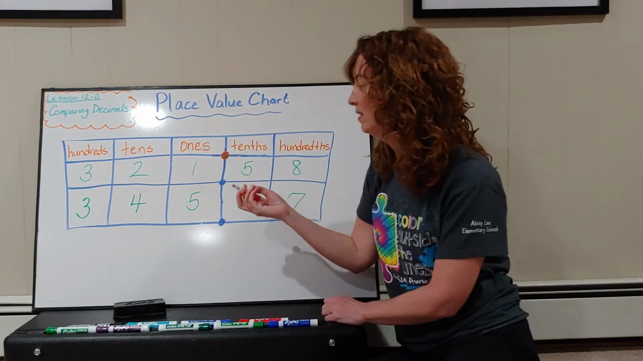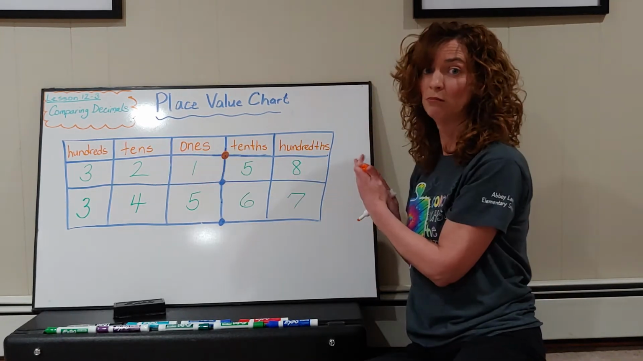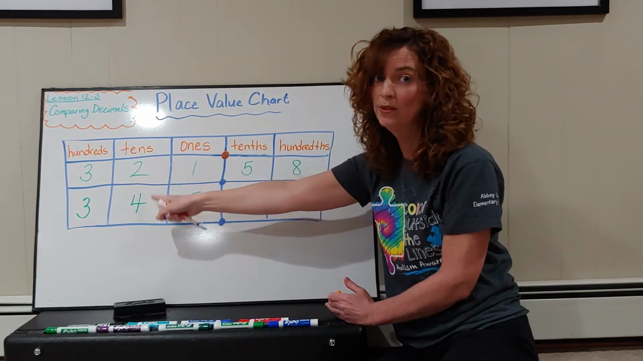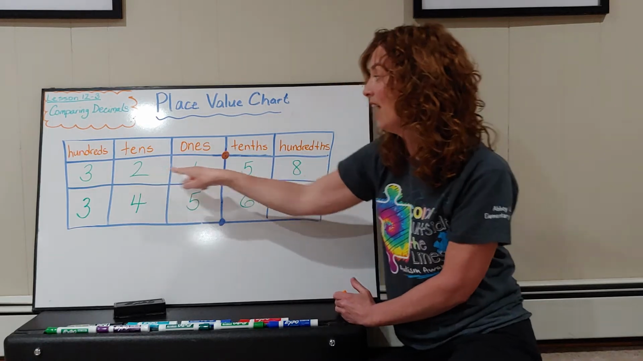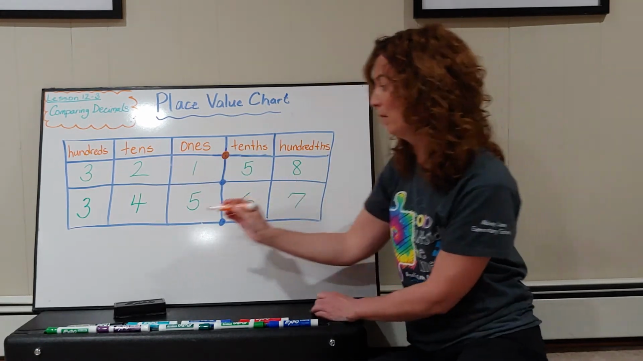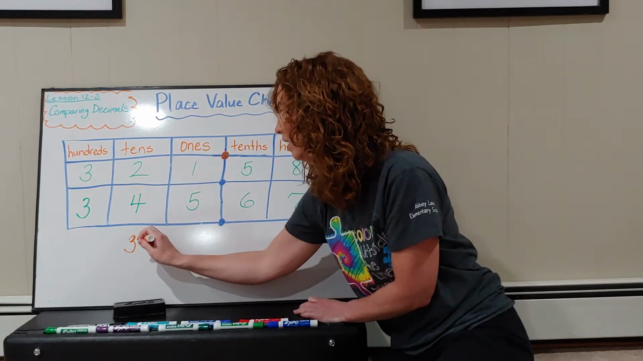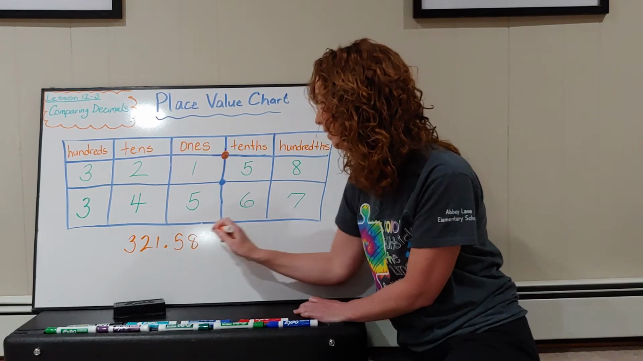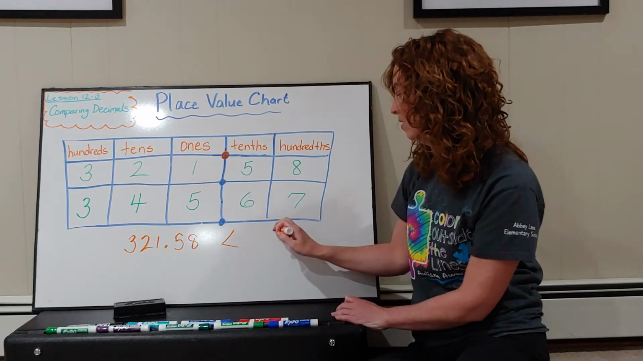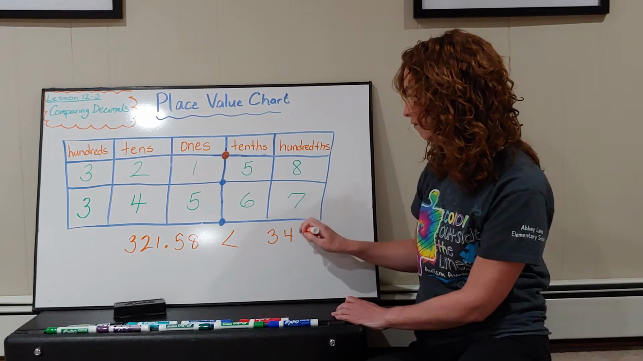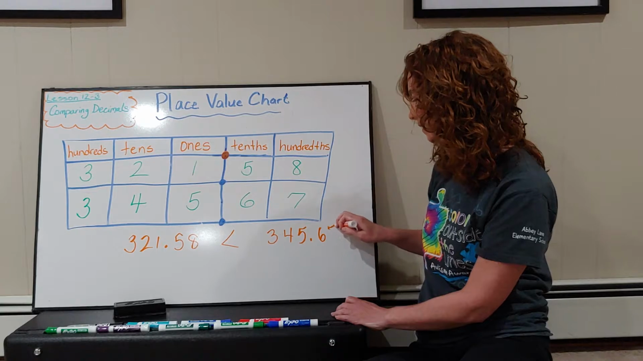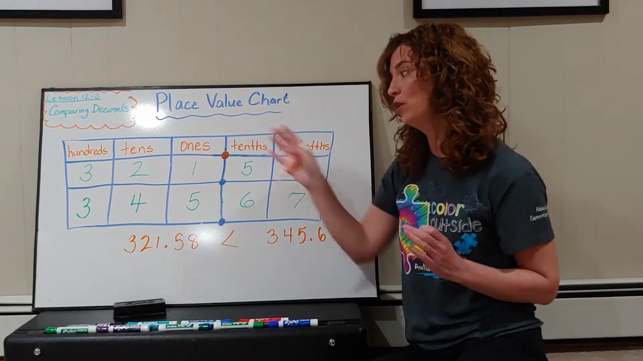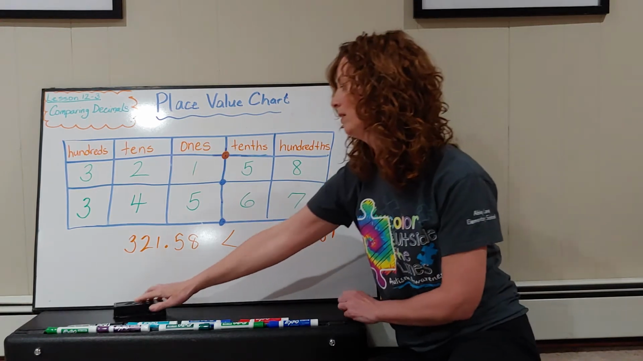So if I was to write this, we don't even have to continue. We found our column, it's our tens column, and we found that the 2 is less than the 4, so we know that this top number is less than the bottom number. So we would write 321 and 58 hundredths is less than 345 and 67 hundredths. That's it. You find the column that you can use to compare. So let's try another example.